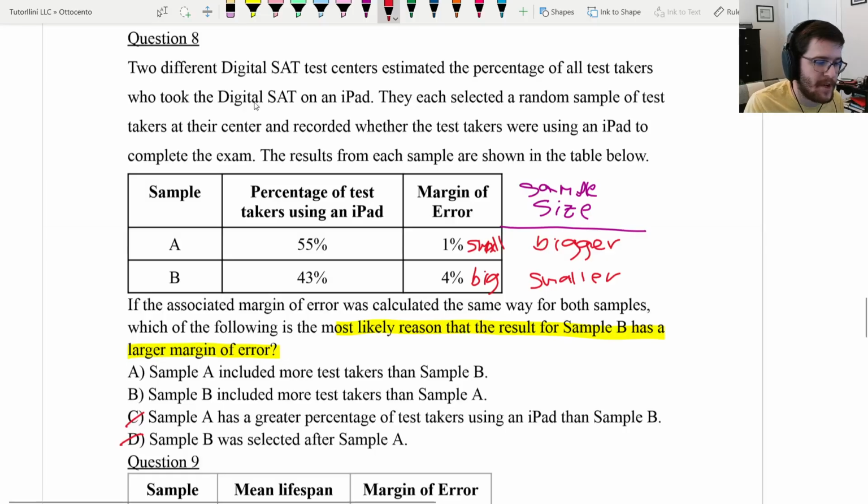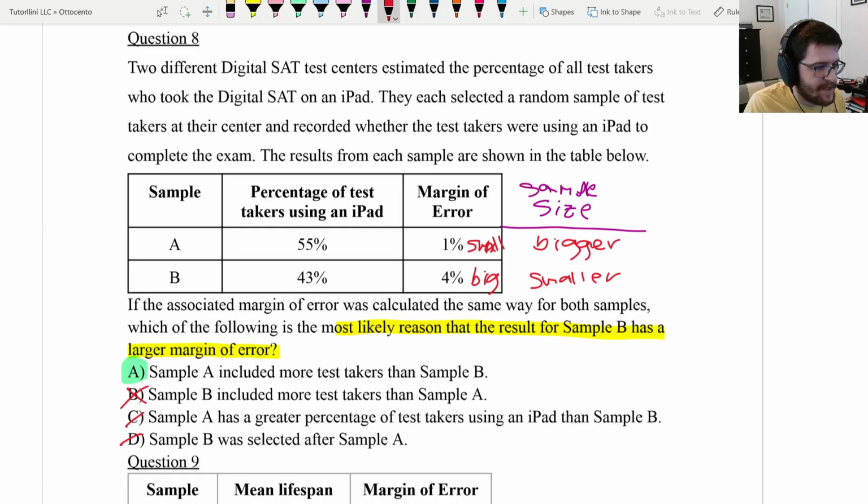It's kind of frustrating about multiple choice. Anyway, so sample A included more test takers than sample B. Well, sample A had a bigger sample size, so that one seems to make sense. Sample B included more test takers than sample A. No, that doesn't seem right, because we found out that sample B had the smaller sample size.